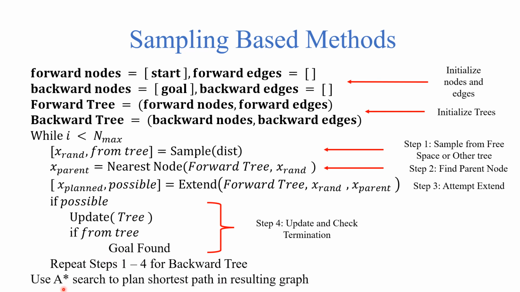Finally, we just concatenate both trees while reversing the node order in the backward tree and perform an A* search to plan the shortest path in the resulting graph.